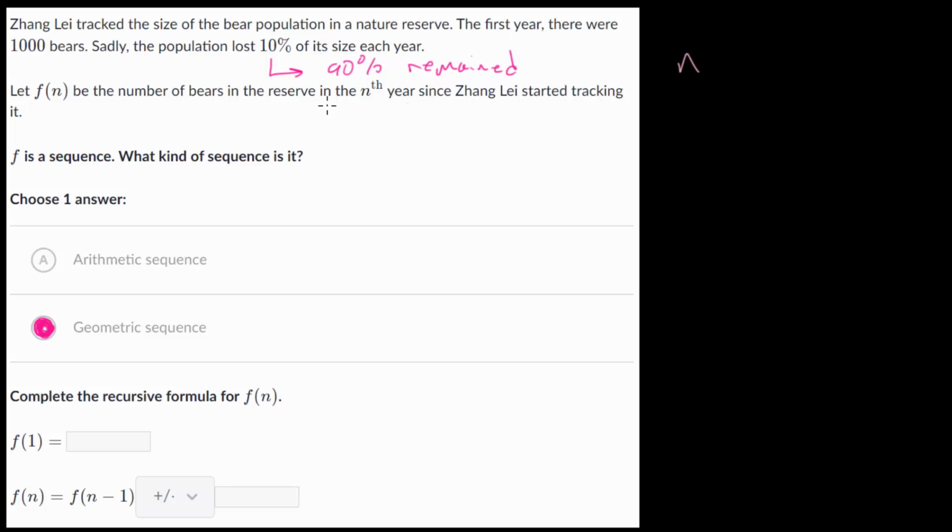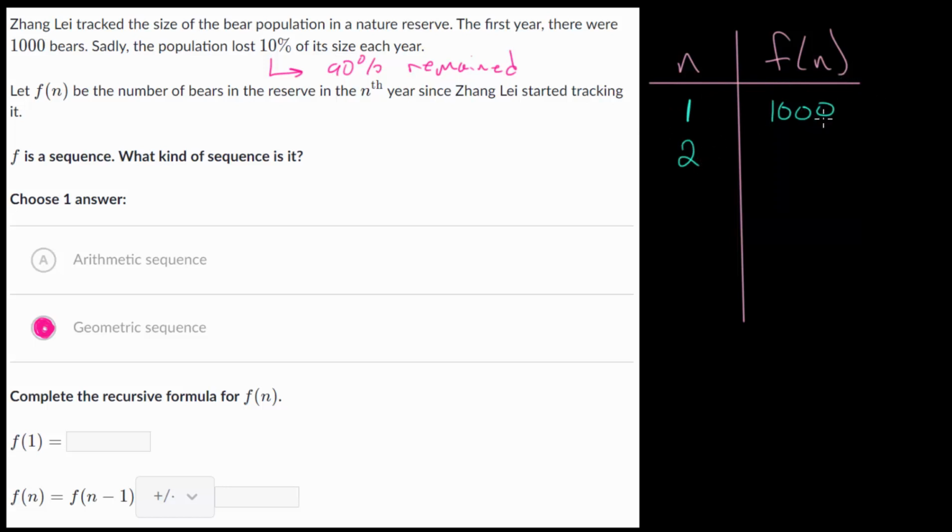So n, that is our nth year since he started tracking it. And our sequence, in this case, is called f of n. So let's make a quick table. So we know that in the first year, since they started tracking it, so n is 1, the population was at 1,000. But in that second year, the population lost 10%. So 10% of 1,000 is 100. So it lost 100. Now it's at 900.